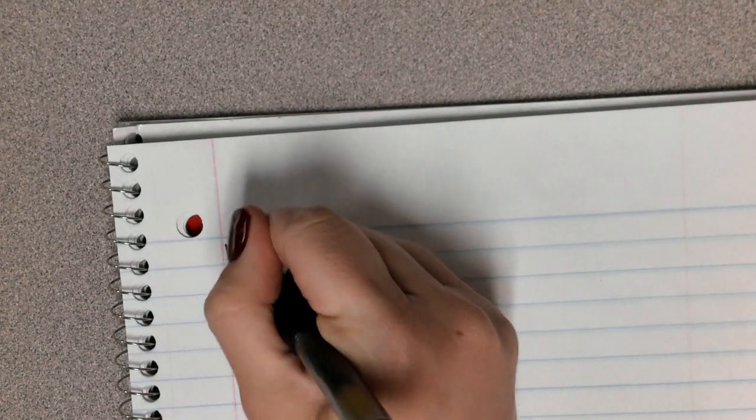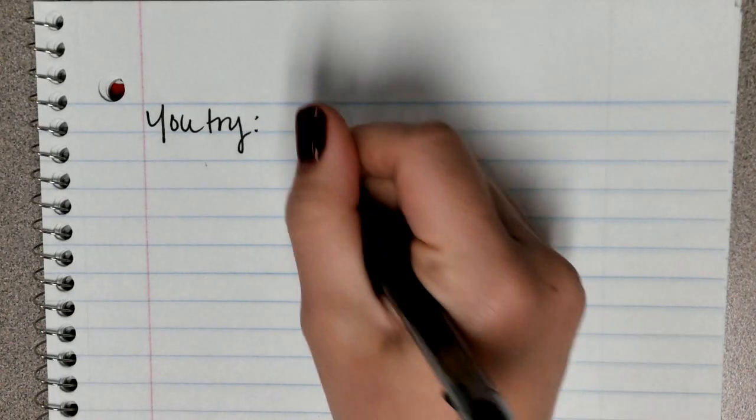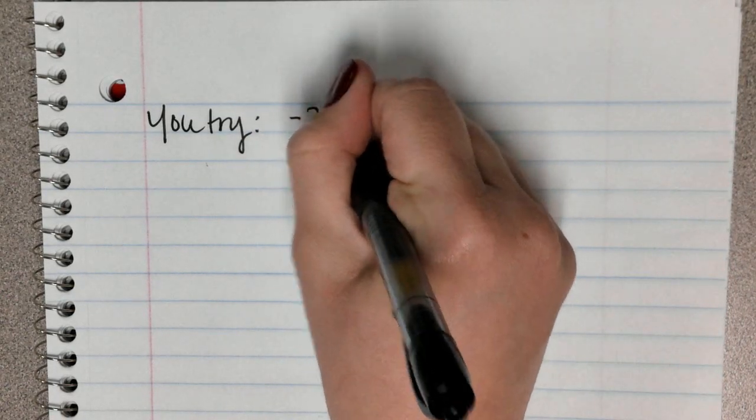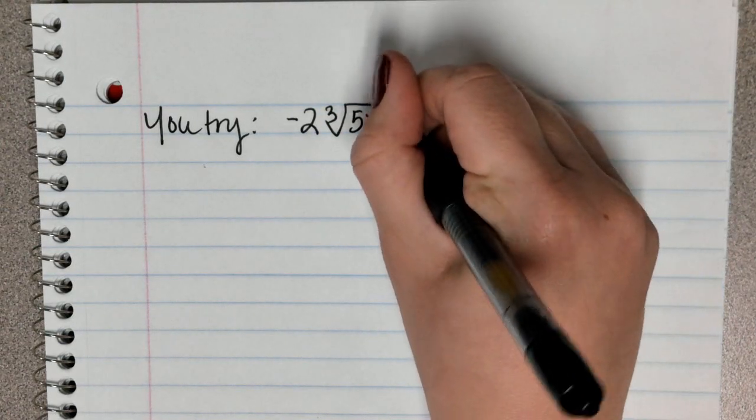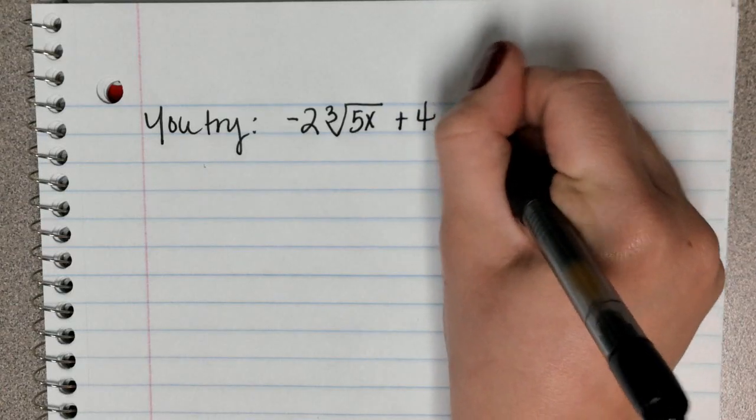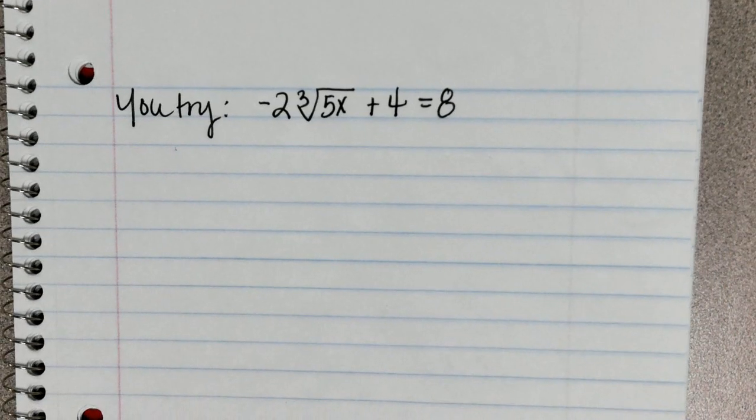All right, let me give you one to try yourself to see if you get it. We'll call it a you try problem. Negative 2 cube root of 5x plus 4 equals 8. So you take a minute, jot that down, and try it. I'll give you a hint. The answer is a fraction. So if you get a fraction, that is correct.